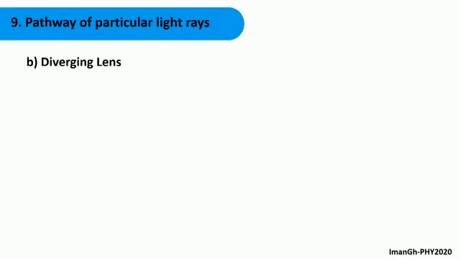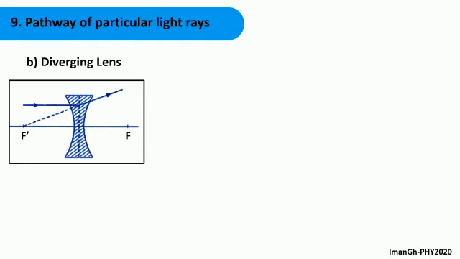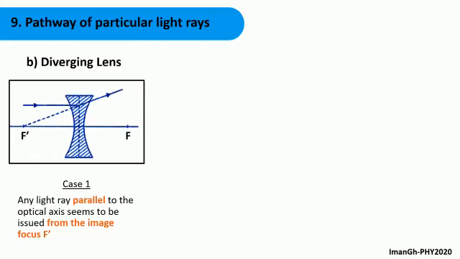In the case of a diverging lens, a light ray parallel to the optical axis X'X will deviate away from the axis, and it will emerge from the lens as if it's passing through F'. So we say that any light ray parallel to the optical axis seems to be issued from the image focus F'.